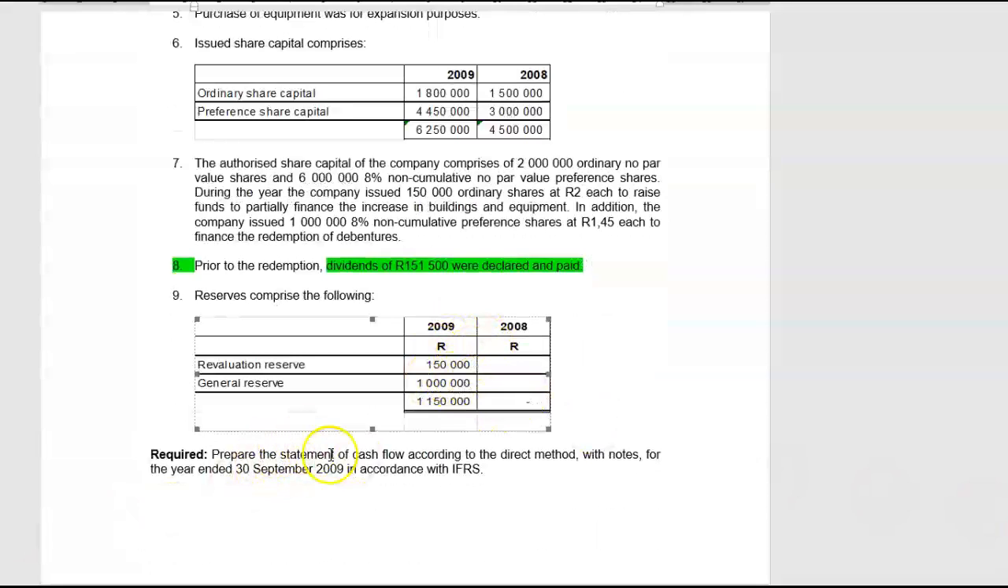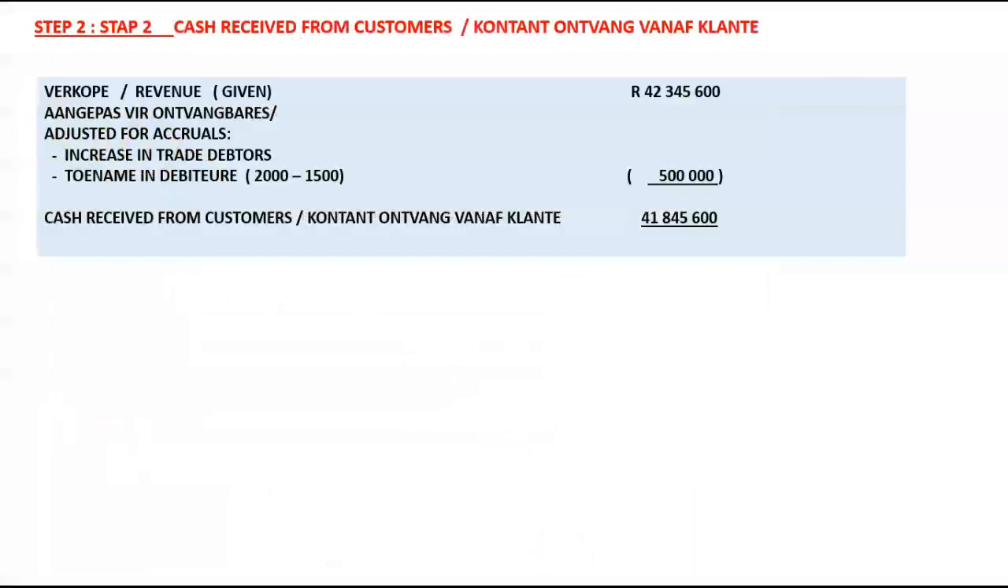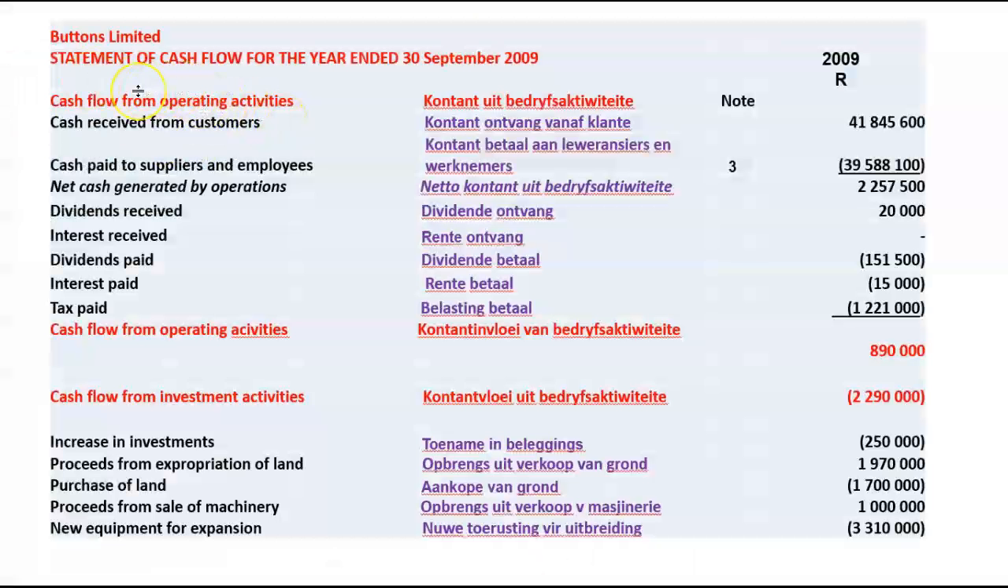They want from you to prepare the statement of cash flow according to the direct method with notes for the year ended 30 September 2009. Okay, so where does the direct method start? It starts with cash received from customers. So my suggestion would be that you're going to write down a fairly broad skeleton of your cash flow statement, and then as you go along, you're going to complete that with figures.